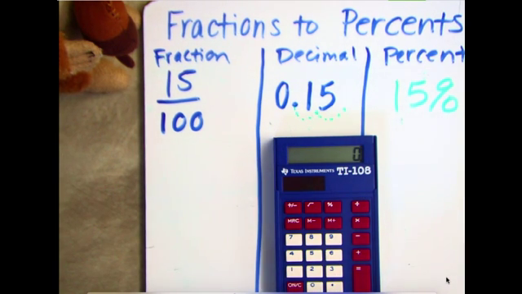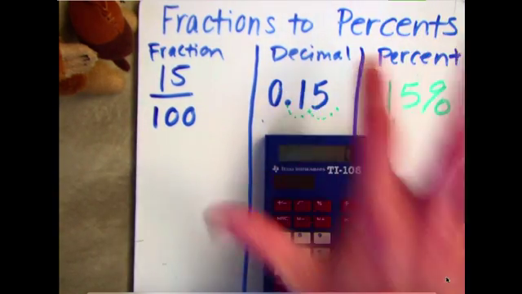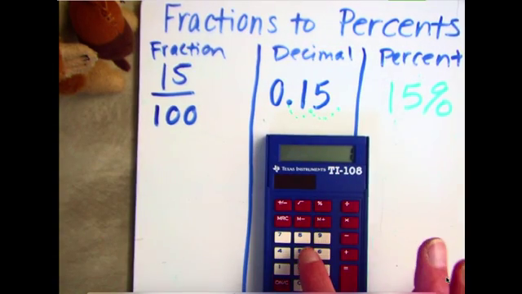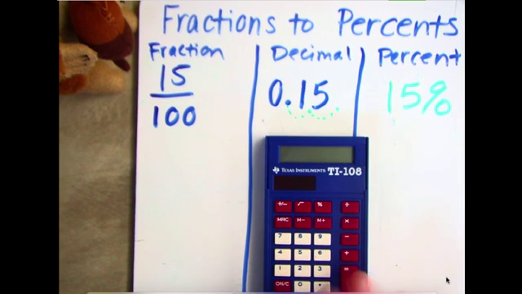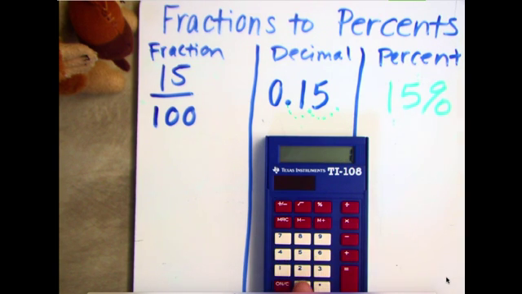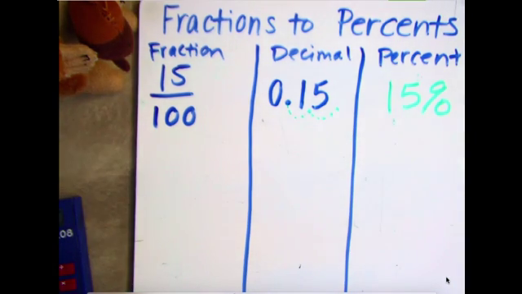Another way you could do this, if you don't have the percent sign on your calculator and you don't want to manually bring the decimal point over, you can do the fraction 15 divided by 100. That gives you the decimal. And then multiply it times 100, because percent means 100. And that gives you the whole number 15. So a couple different ways that you can do that, but let's try another one together.